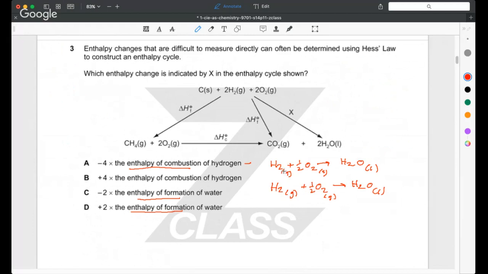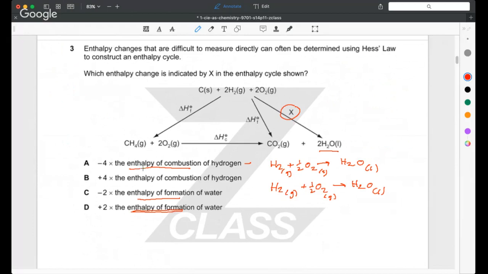So these equations that we've derived from these definitions are the same, aren't they here? And we're trying to find out what X is there. And you can see that our choices are, is it 4 times the enthalpy of combustion of hydrogen, or is it 2 times the enthalpy of formation of water? Well, you can see here that it's actually this one, isn't it? It's the enthalpy of formation of water, 2 times that, because we're getting 2 moles of water at the end.